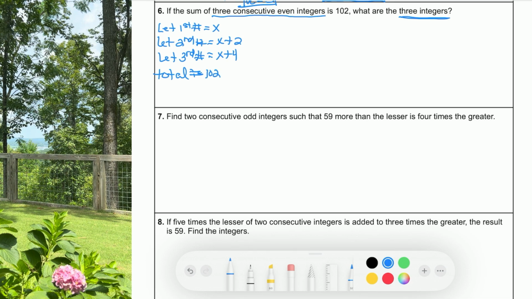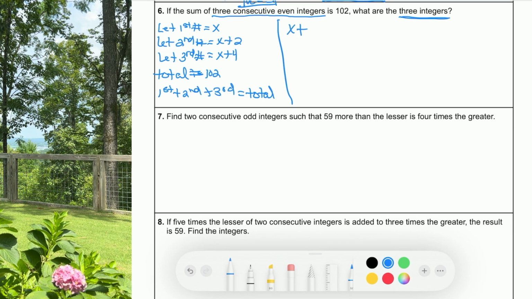And the total they give us is 102. Okay. So remember our pattern when we want to find the sum is the first plus the second plus the third gives us the total. That's our formula. All right, x represents our first, so I'm going to put x. X plus 2 represents the second, and x plus 4 represents the third. And then I have the total of 102.